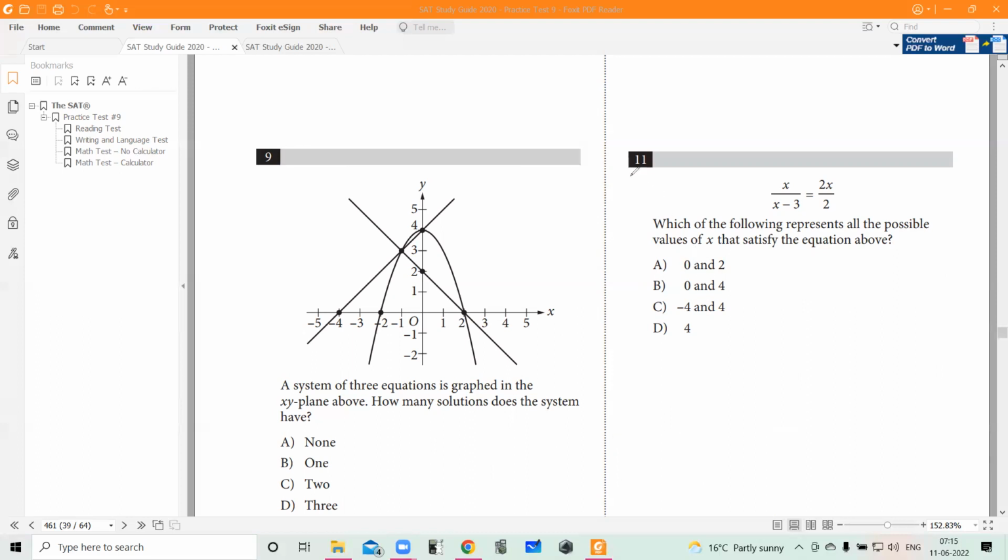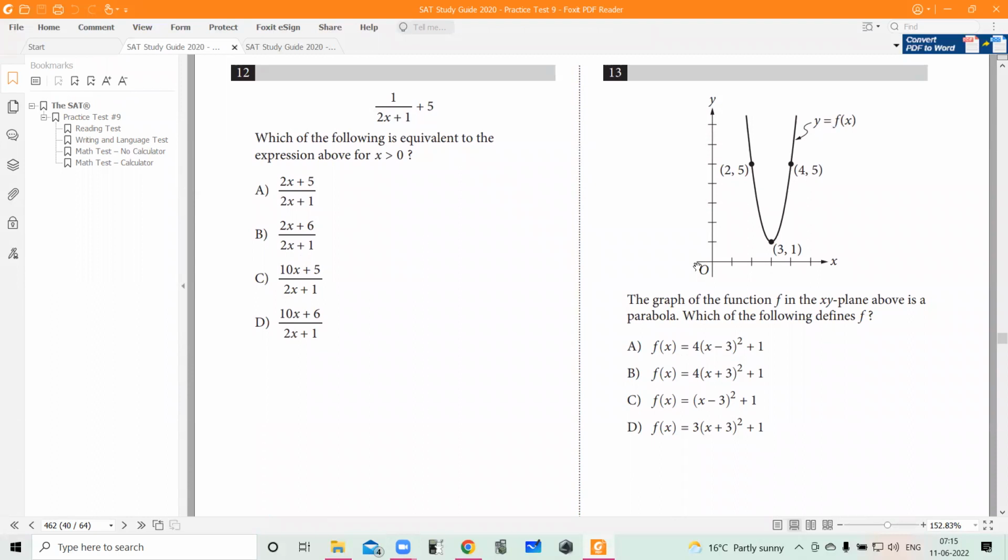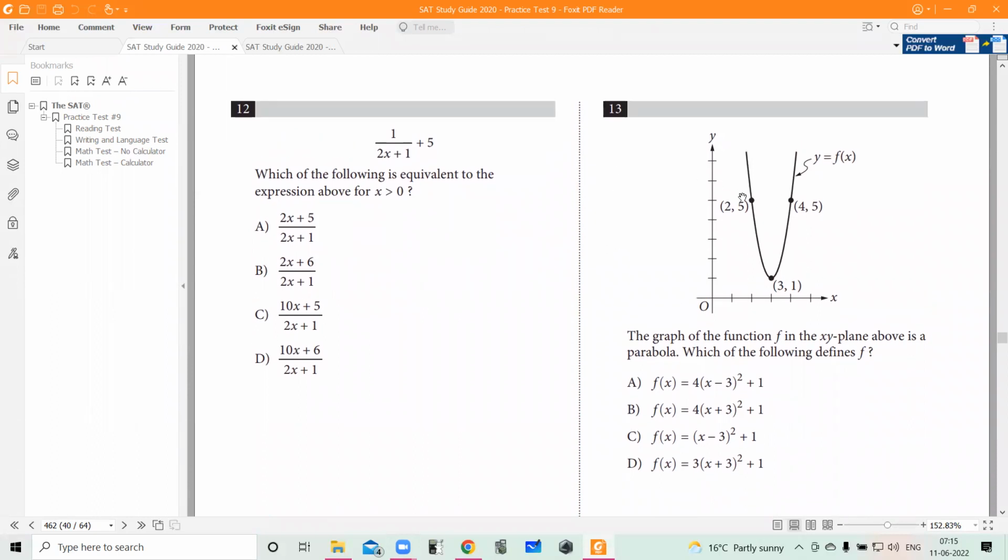Okay, next one. Next one, 13. Okay, so you're having a parabola here, and you're given the points and the vertex. That's telling you which of the following is the equation of the parabola, right? Isn't it? Uh-huh. Which of the following defines f? So simply we have to calculate the equation of the parabola, or even we can check it. See, 2, 5 is on the parabola. Plug in 2 and 5, whether that's working or not.